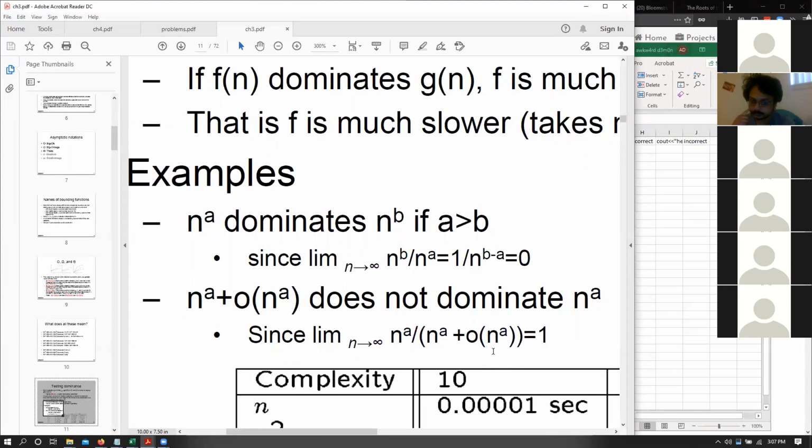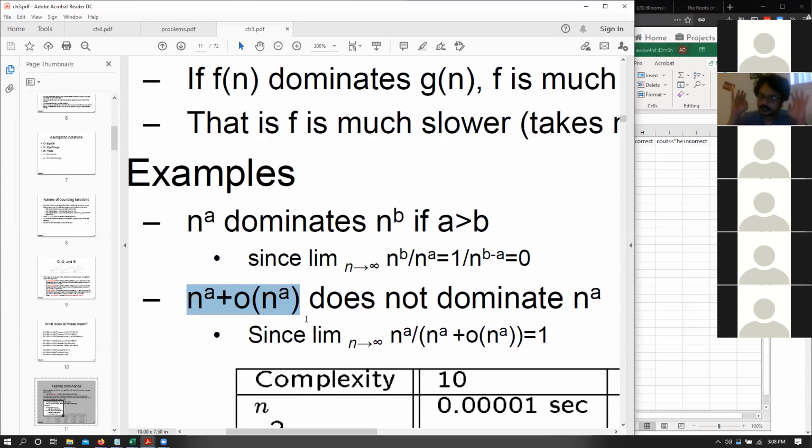Could you go back to n to the power a plus little o of n to the power a? Yes. Okay. So let's take this equation, right? You're talking about this particular equation, right? Yeah. Okay. So when we say that it is this equation, n to the power of a plus little o of n to the power of a, we know that for any constant, little o means that n to the power of a will dominate. So we can say that this entire equation can be stated as c times n to the power of a. Do we agree?